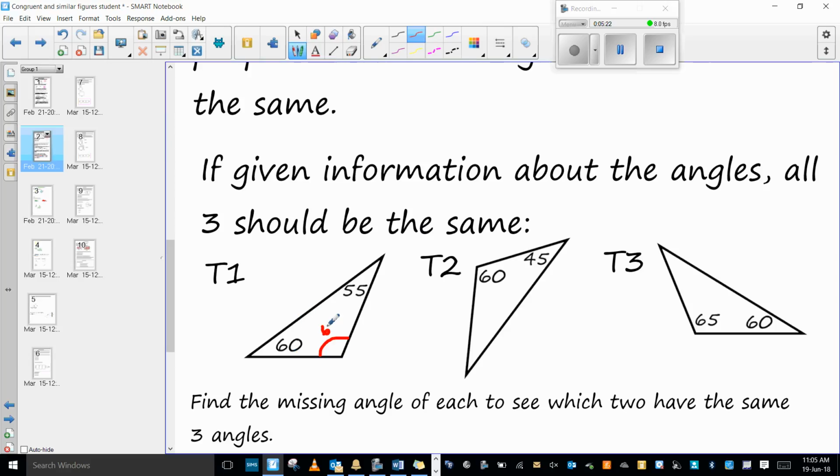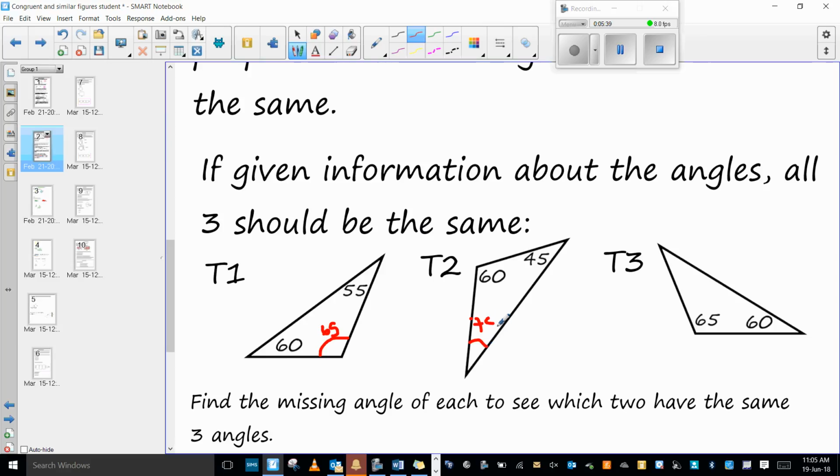Okay, if these angles are 60 and 45, what does that add up to? 105. And what does that make this angle? 75.